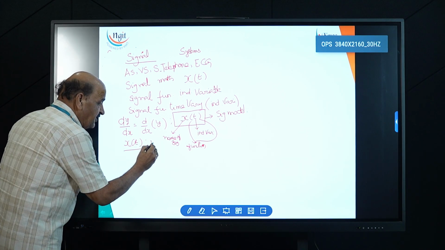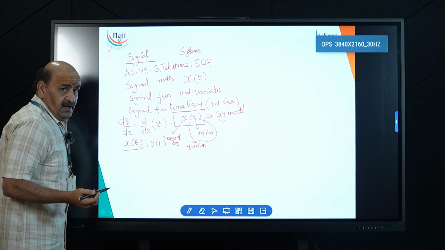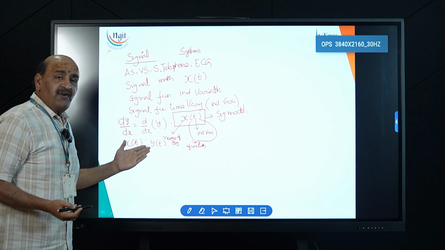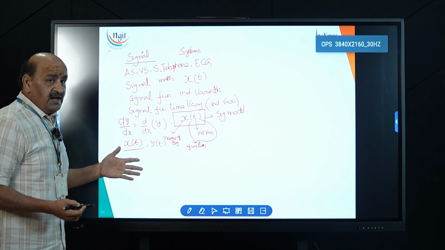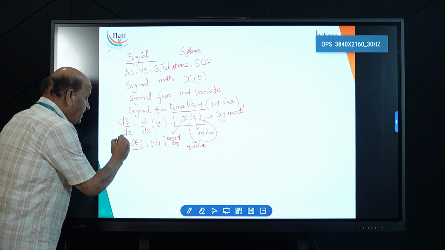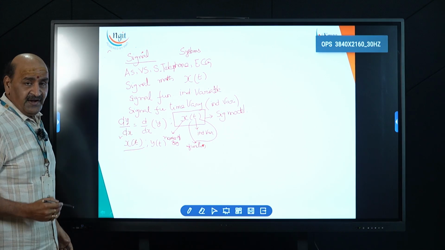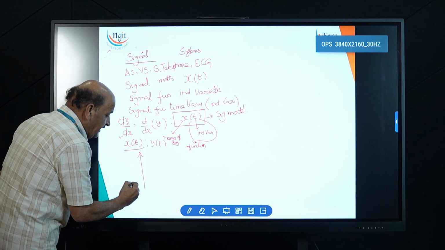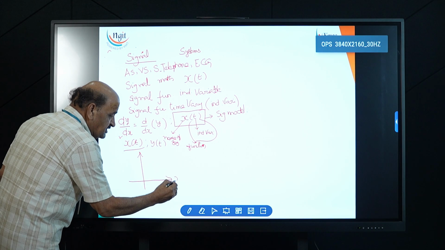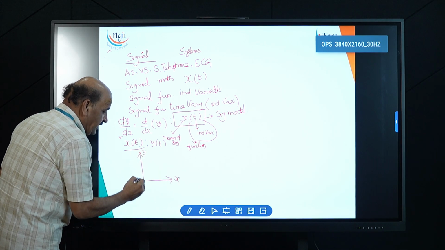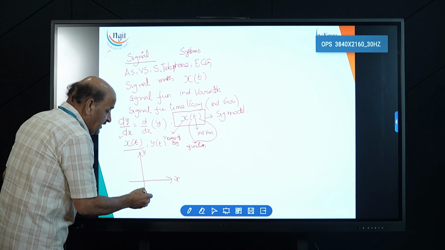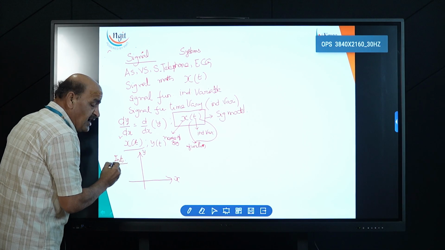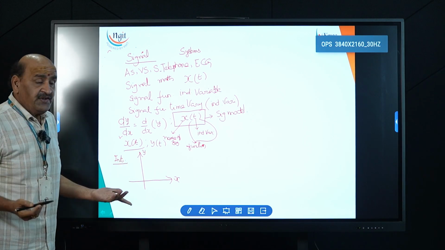Some others may write this as y of t; both are the same. Generally, we use the notation x of t for a signal. For example, take any graph. In intermediate, you take this as x and this as y, called the x-axis and y-axis. Generally, for understanding the basics, we do it like this.